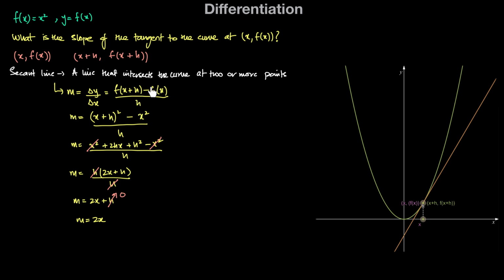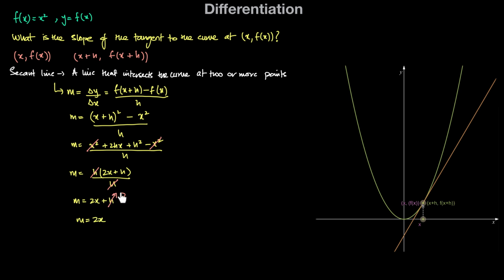If we divide by 0, we get an undefined value for the slope. What we're saying here is that since h gets so small, we can essentially take it to be 0. We can assume that h is equal to 0. The slope of the secant line, 2x plus h, comes closer and closer to 2x.